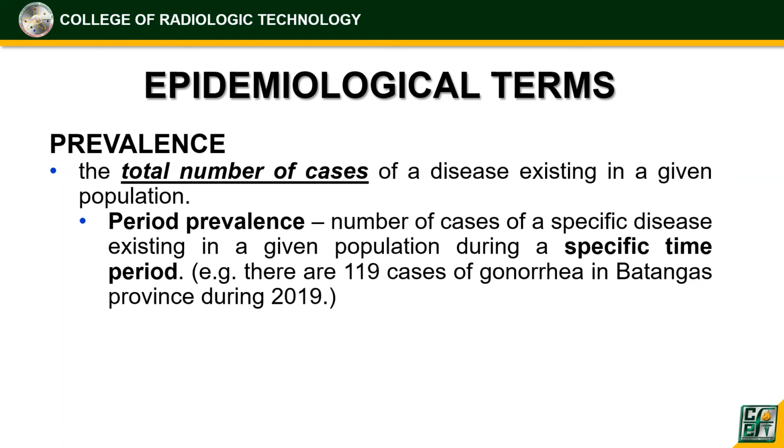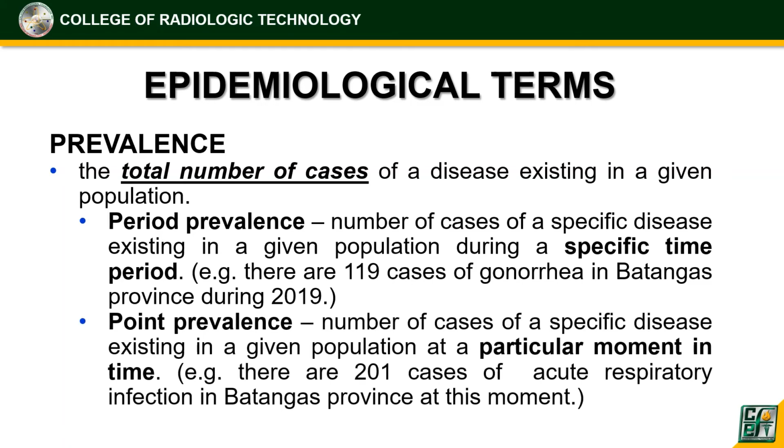And the other one is point prevalence. So again, it is the number of cases of a specific disease existing in a given population, but at a particular moment in time. So an example is, there are 201 cases of acute respiratory infection in Batangas province at this moment. So that is prevalence.